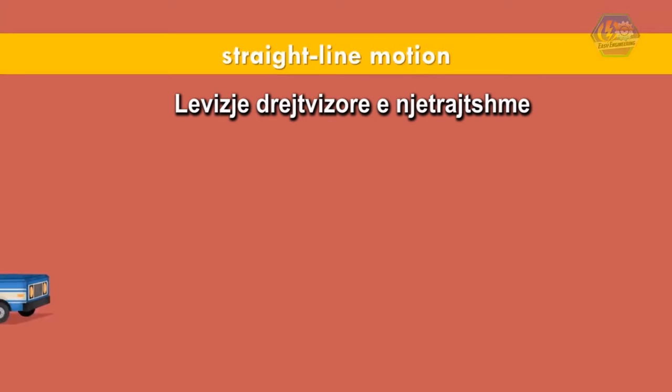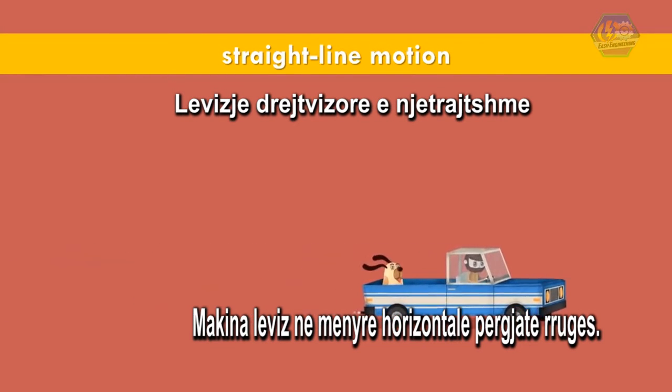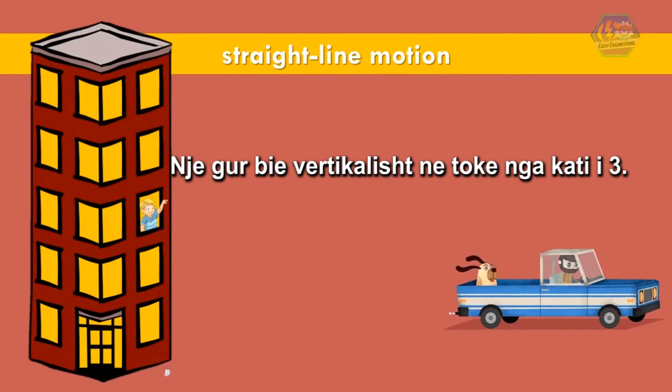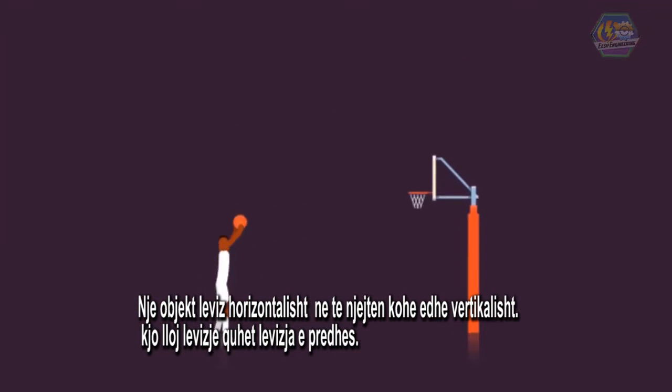In the previous video, we learned the concept of straight line motion: a car moving horizontally along a straight path, and a stone falling vertically from a third floor building to the ground. But now, how about if an object experiences moving horizontally and vertically at the same time?